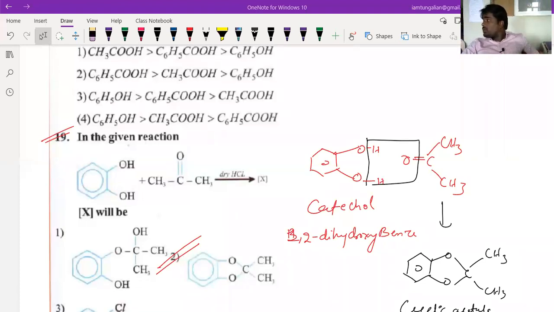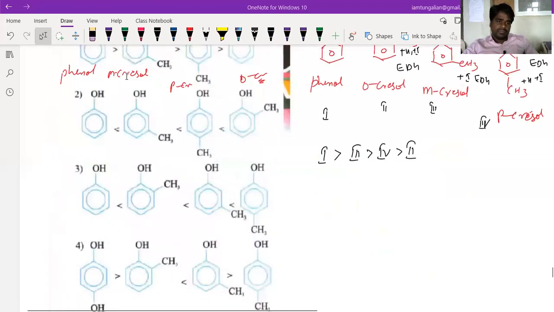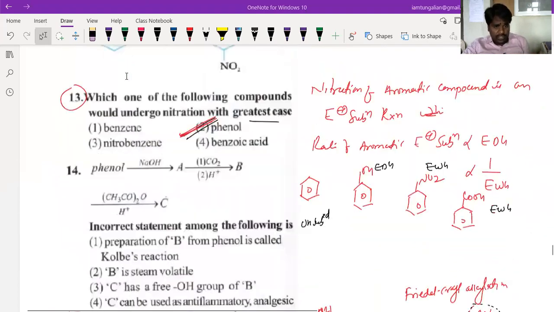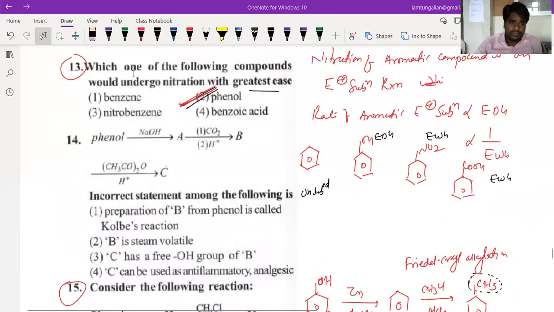14th question. 14th question, Sarika. What is the 14th question, beta? So this is the 14th question. What happens here?